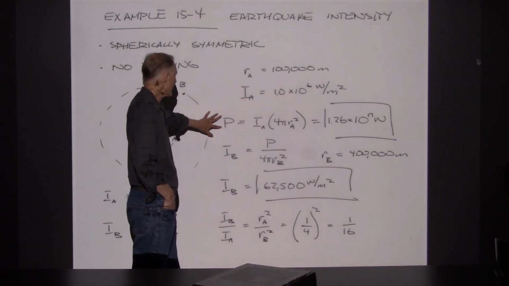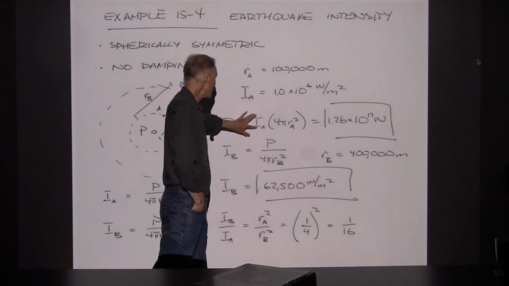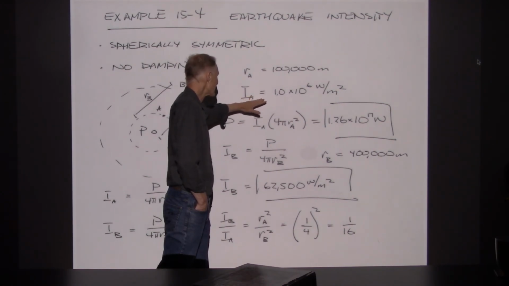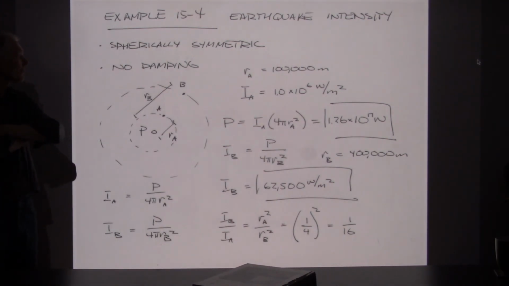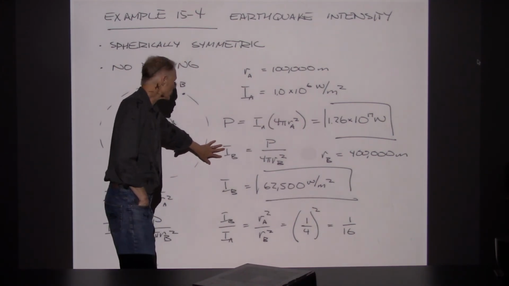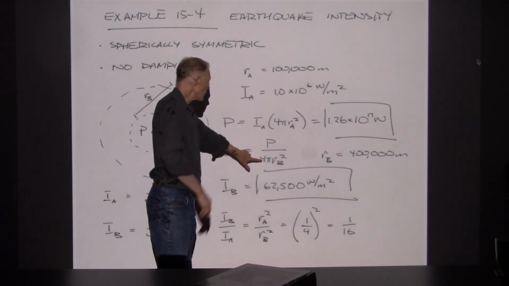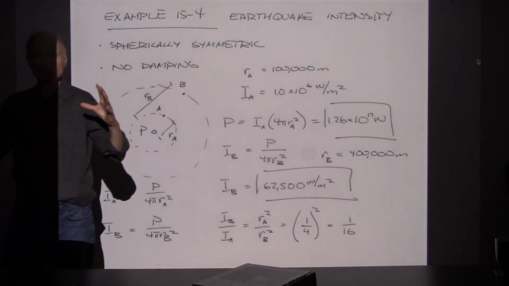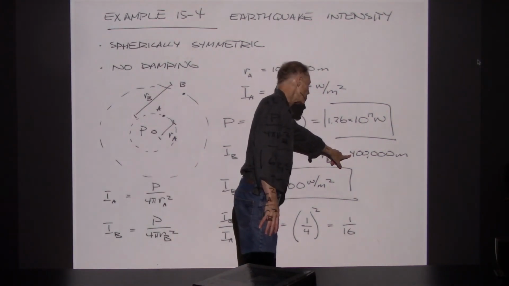So we can use these formulas. The power, how powerful this earthquake was, can be determined by taking the intensity measurement at some location and multiplying by 4 pi r squared. That would give us a power of 1.26 times 10 to the 17th watts. That's a lot of watts of power. Now the intensity measured at point B, we can determine by using that very same power, but this time we'll divide through by the larger surface area, the 4 pi r squared. The distance here is 400,000 meters.